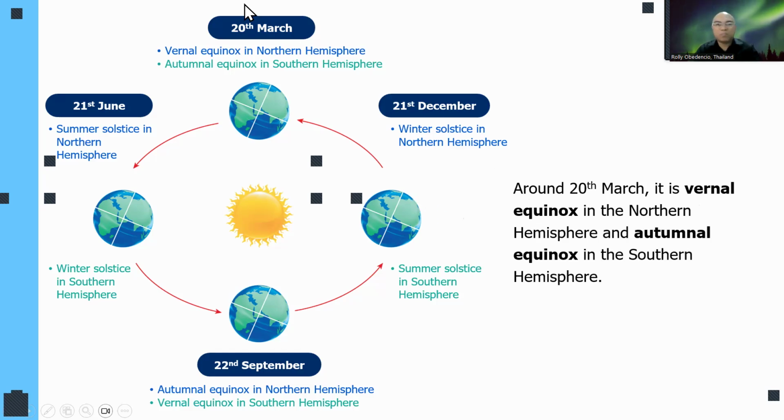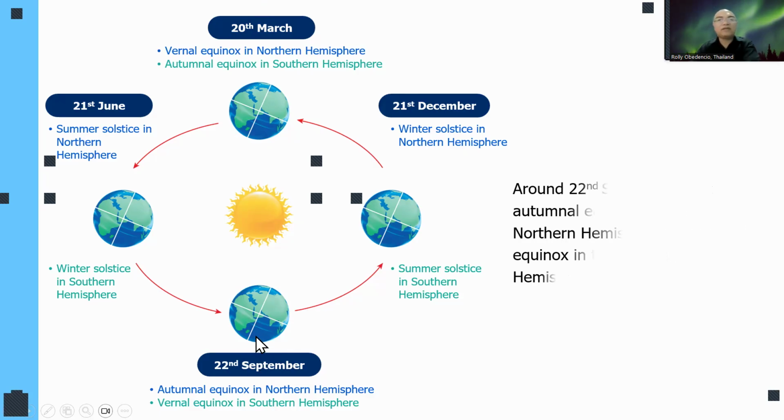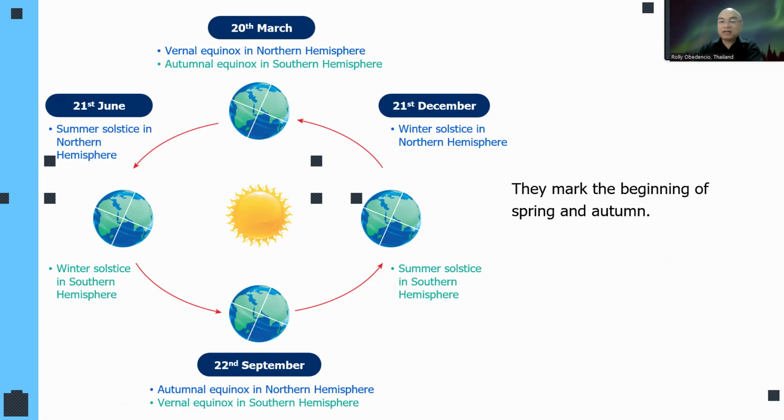Around the 20th of March, it is vernal equinox in the northern hemisphere and autumnal equinox in the southern hemisphere. All right? Around the 22nd of September, it is autumnal equinox in the northern hemisphere and vernal equinox in the southern hemisphere. They mark the beginning of the spring and autumn.